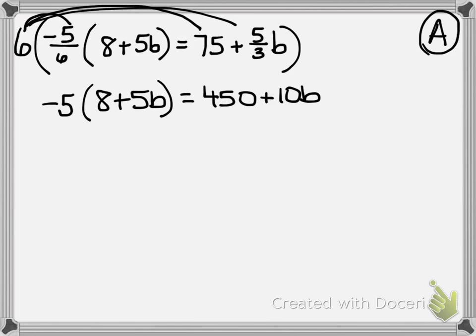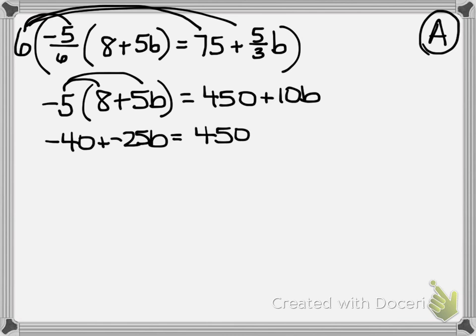So our next step would just be to distribute like normal. Negative 5 times 8 is a negative 40. Negative 5 times 5b would be a negative 25b. And we still keep everything on the right.